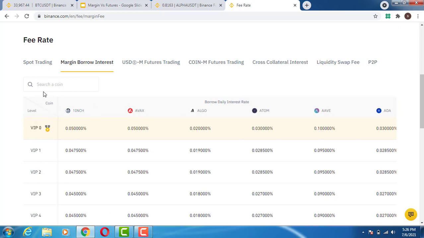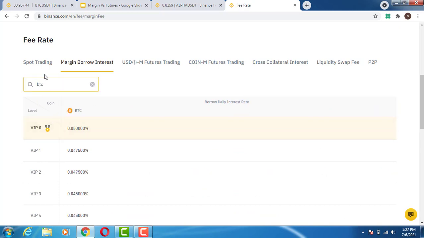For margin trading on Binance, let's say for example, if you are using BTC for VIP 0, you will pay daily interest of 0.05%. If you're using a coin like Ethereum to trade, if you're using ETH, then you will pay margin interest at VIP 0 of 0.025%, VIP 1 0.023%, while VIP 2 is 0.0237% as well. And then if you go down, you see it.